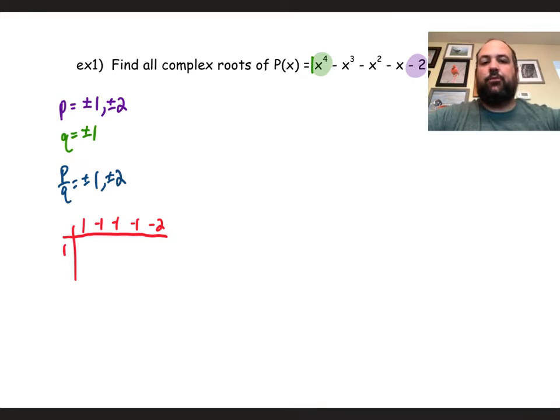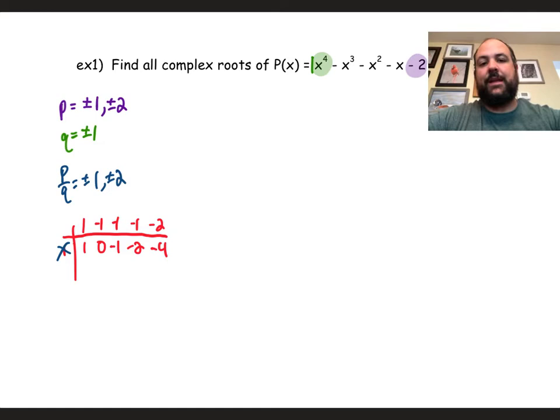Bring down the first coefficient. So now 1 times 1 is 1, plus negative 1 is 0. 1 times 0 is 0, plus negative 1 is negative 1. 1 times negative 1 is negative 1, plus another negative 1 is negative 2. 1 times negative 2 is negative 2, plus another negative 2 is negative 4. Well, 1 didn't work, so I cross that one off the list. So now we're going to try another root.